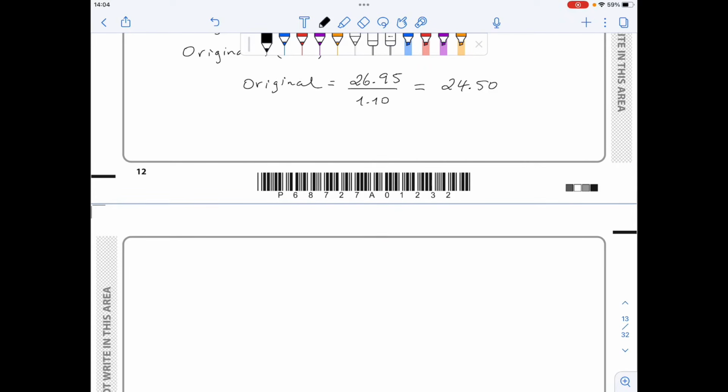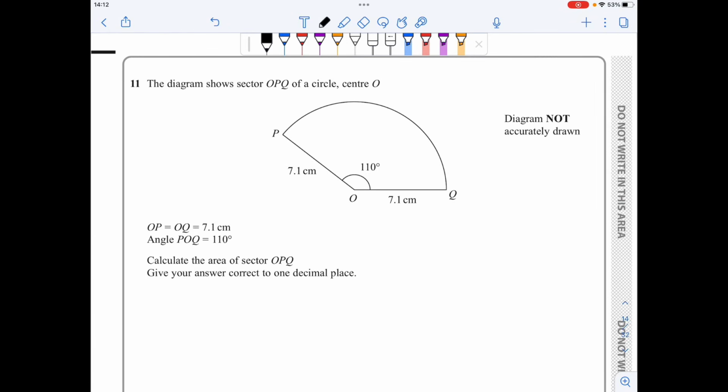Therefore, the cost of the paint is 24.50 times 8 tins, which is equal to 196, which is less than 200, and that's the end of the proof.